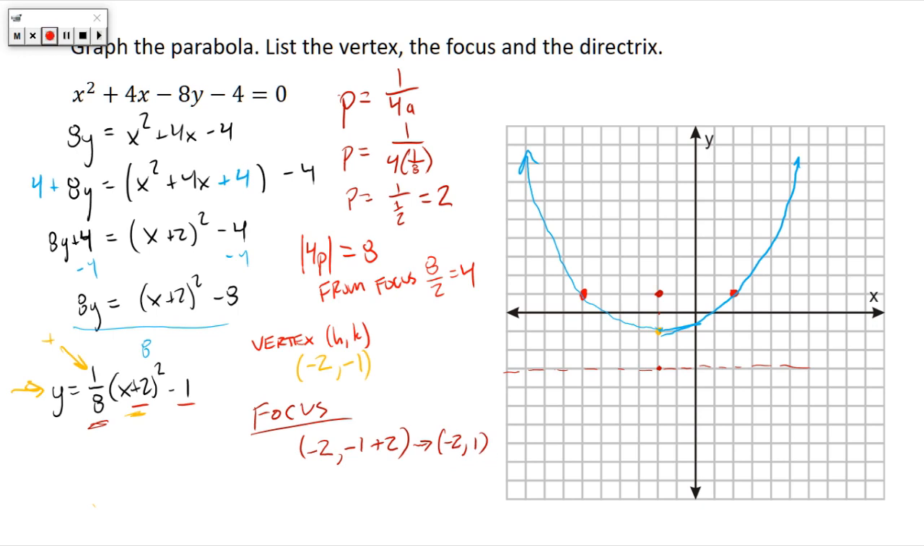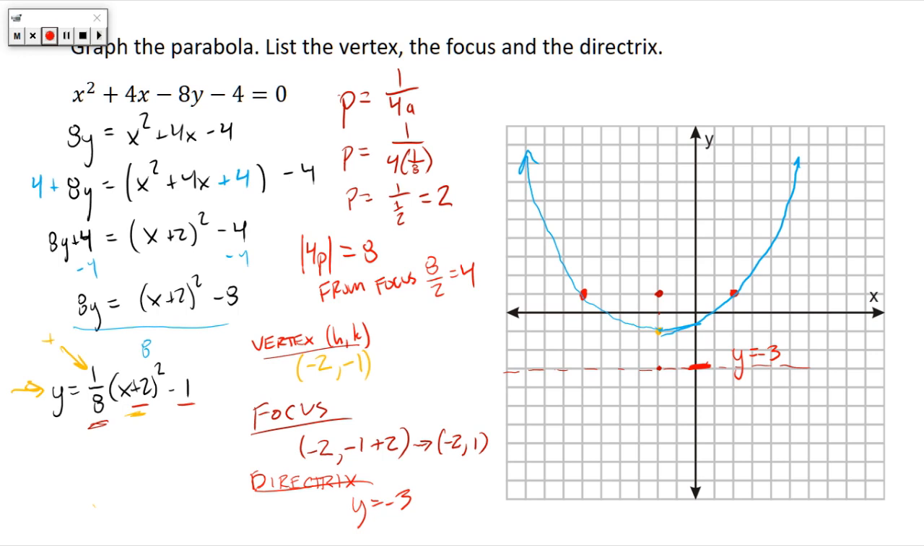Okay, for the directrix, let me get the red back. The directrix is a line, and the equation of that line, like it would change. Okay, we subtract 2 from the y value to get to what the y value of the directrix line would be. So from the -1, we subtract 2, we get -3. But you can just look right here, this is -3. So this is the line y equals -3. That's what the directrix is. Okay, so that's how you would graph these.